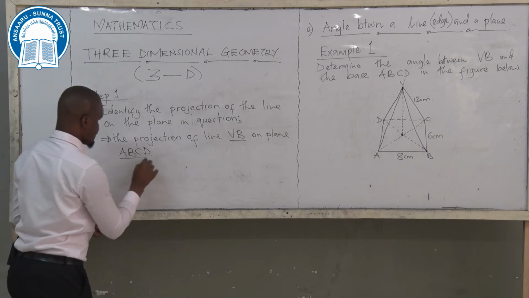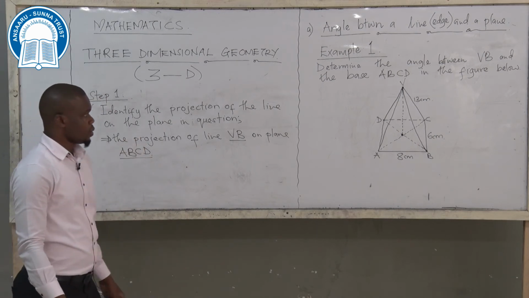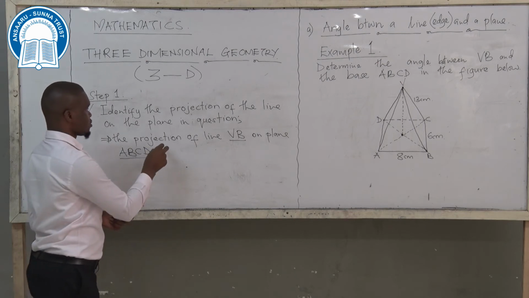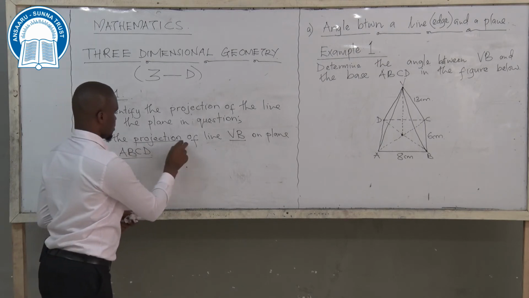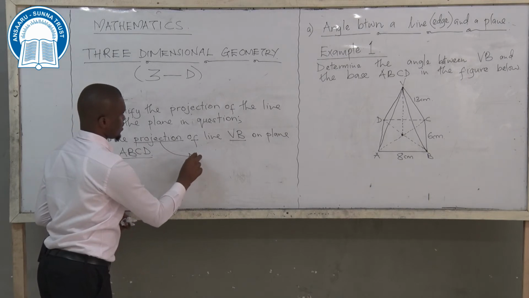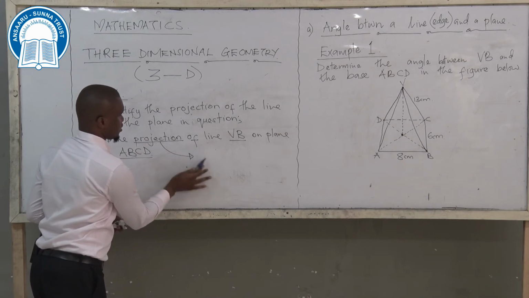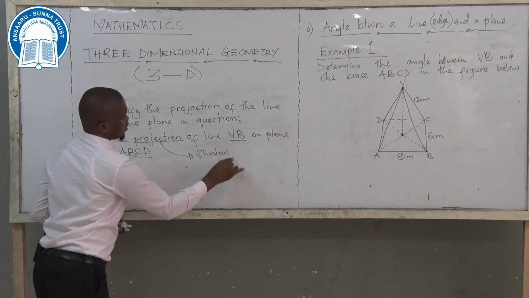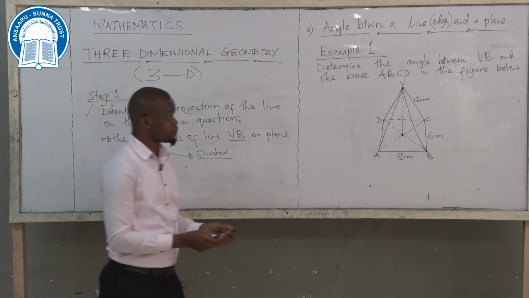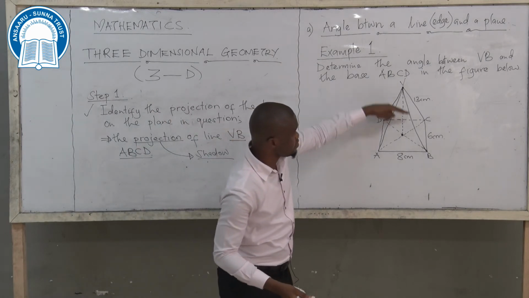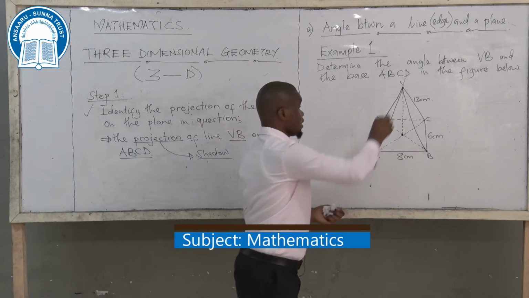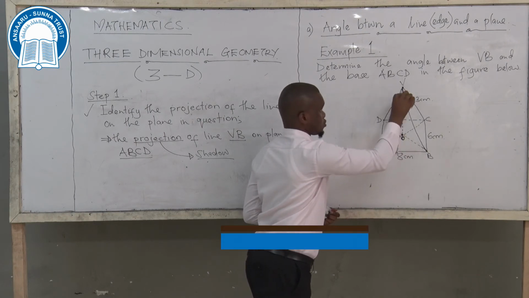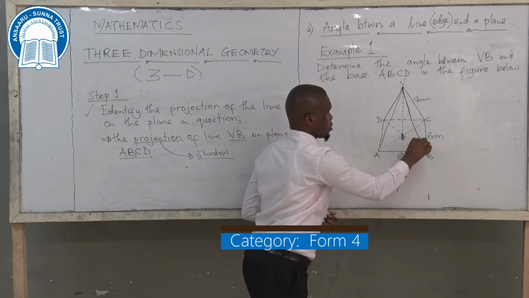Now, the other word I would use maybe to make it clear if you are talking about projection. The projection of a line most probably is a shadow of the line. Where will the shadow of the line fall? Now, if we are considering line VB, its shadow would not go past OB.